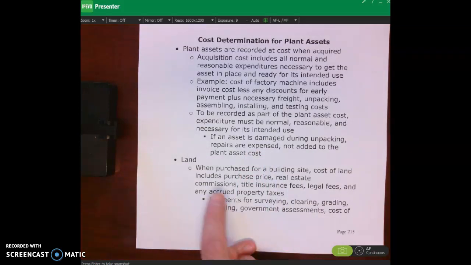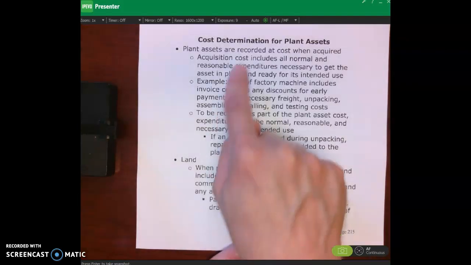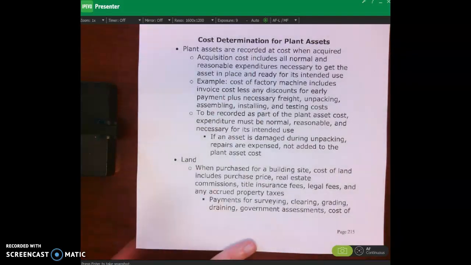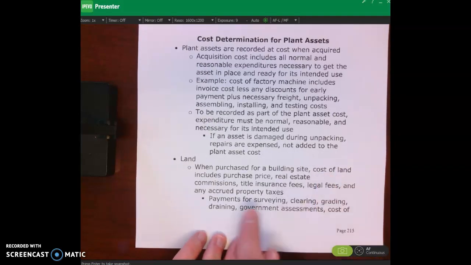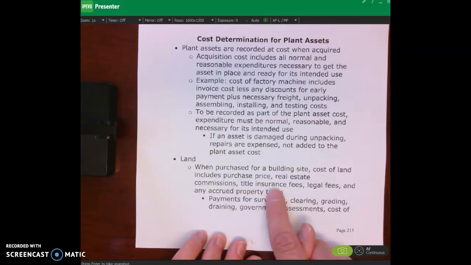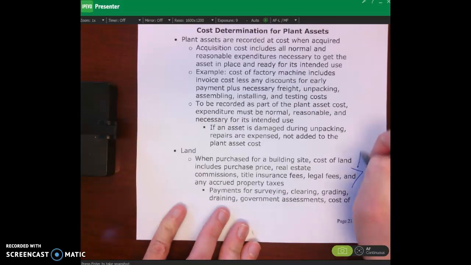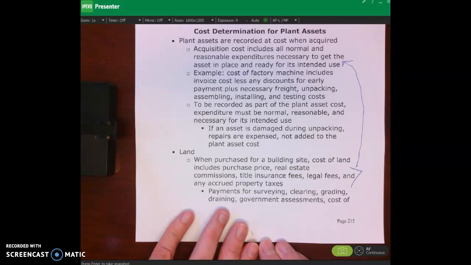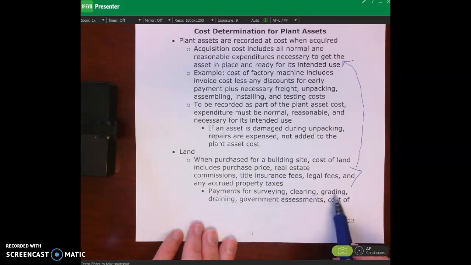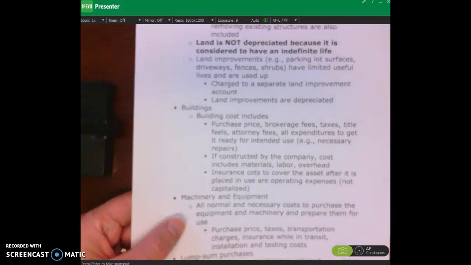Okay. So let's look at the land. So let's look at some specific plant assets here. So with land, when purchased for a building site, when we talk about the cost of land, so when we debit land, right, we're talking about the purchase price of the land, plus any real estate commissions, title insurance fees, legal fees, any accrued property taxes. Those are all the normal and reasonable expenditures to get it ready for sale. Okay. Also, any payments for surveying, clearing, grading, government assessments, cost of removing existing structures.